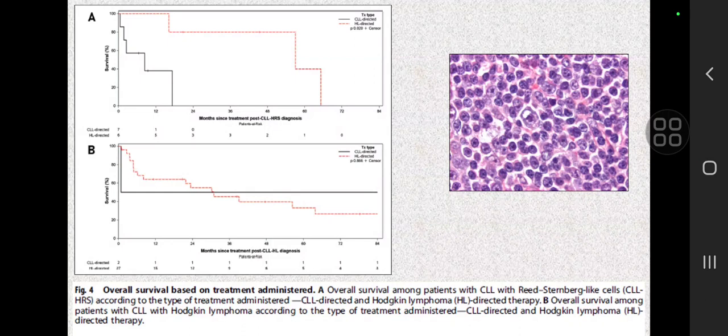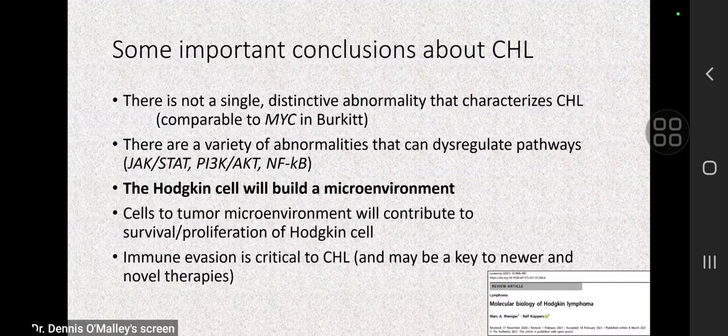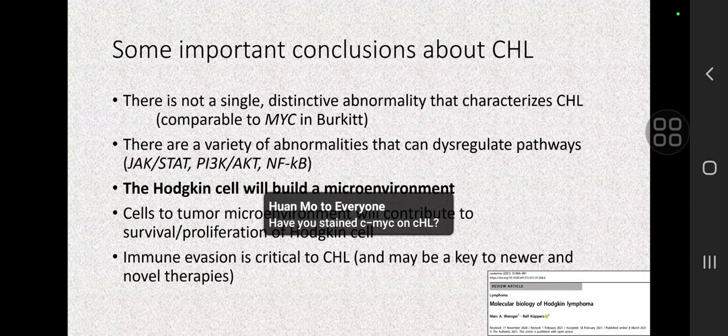And now we're getting to some important conclusions. And this is something that we need to go back to and address, what Mike and some of the questions were before. So, as Professor Mo observed, there's not a single distinctive abnormality that characterizes Hodgkin, comparable to like a MYC and Burkitt. There's a huge number of pathways involved, so that they're all crazily involved, and frankly, the Hodgkin cell has done everything in its power to come up with different pathways to take advantage of, to proliferate and grow, and the Hodgkin cells build their own microenvironment, right?